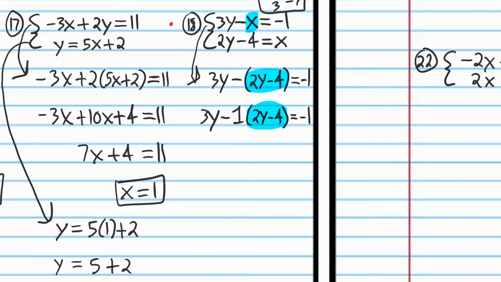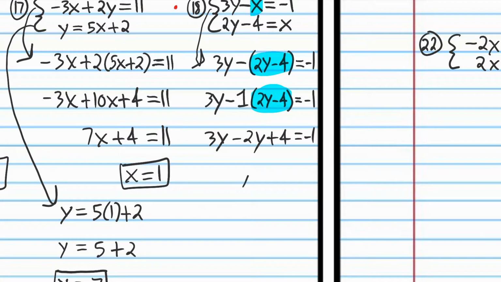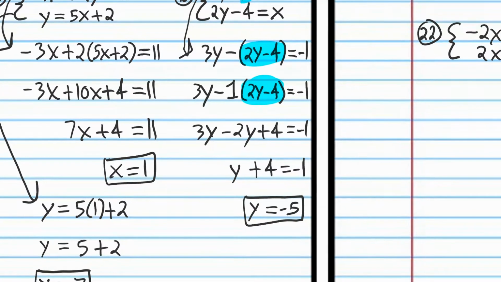All right, so use distribution to get rid of the parentheses. Negative 1 times 2y is negative 2y. And negative 1 times negative 4 is positive 4. So as you can see, the signs just change when you have a negative 1 in front of those parentheses. So now combine the y's, subtract 4 from both sides, and you get negative 5. So if you got negative 5, good job.